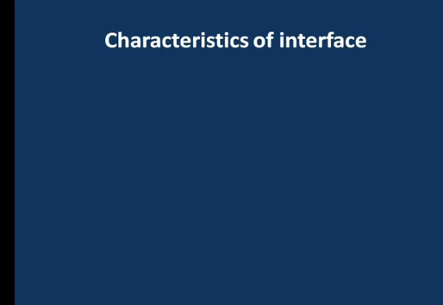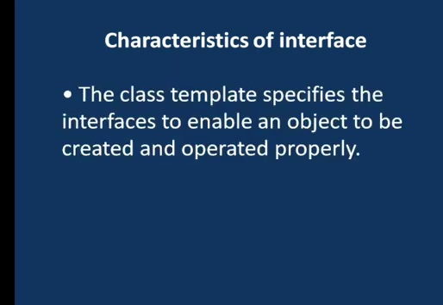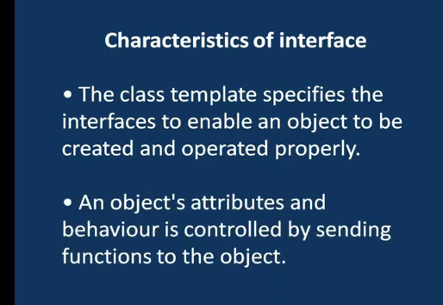Characteristics of interface. First, the class template specifies the interfaces to enable an object to be created and operated properly. Second, an object's attributes and behavior are controlled by sending functions to the object.